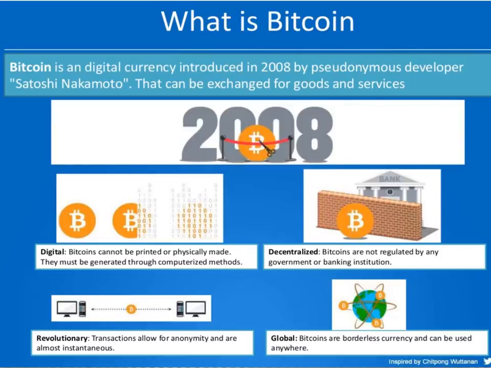From 2008 to 2017, Bitcoins have made considerable progress. Bitcoins are digital in nature. They cannot be printed or physically made. They must be generated through computerized methods, which we will discuss. They are decentralized. Bitcoins are not regulated by any government or banking institutions. Transactions in Bitcoins allow for anonymity and they are global. Bitcoins are not bounded by any border, they are a borderless currency and can be used across the globe.